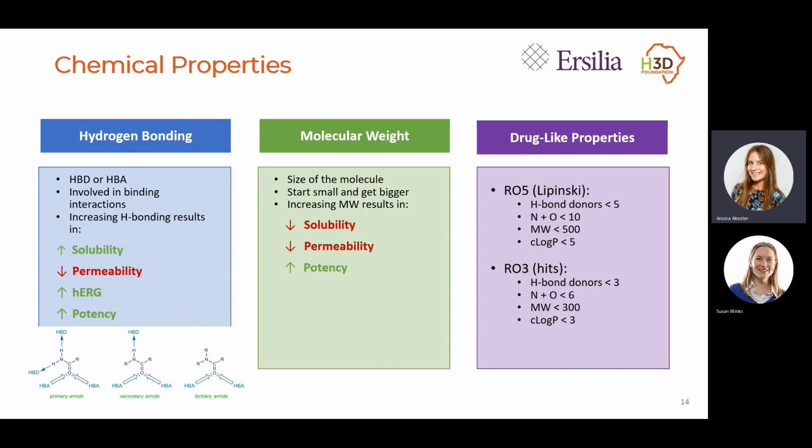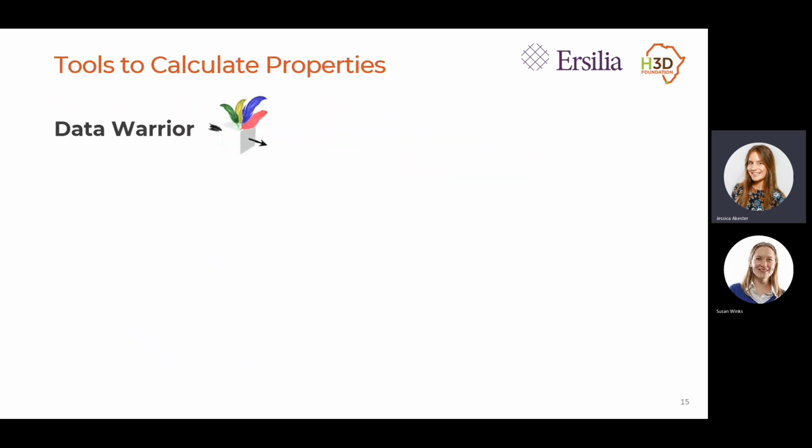If you're wanting to start, you probably want to go with the rule of 3 so that you can build up. You can increase your lipophilicity, you can increase those different atoms, and you can increase the molecular weight and be able to get to that sweet spot. So I hope this helps to paint a picture of the different chemical properties that come into play and how they affect your different assays.